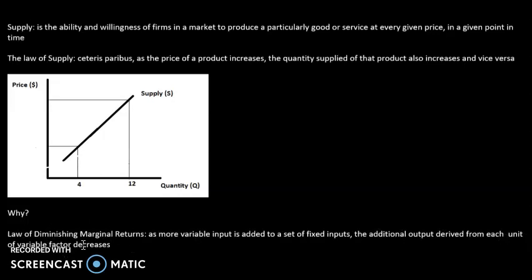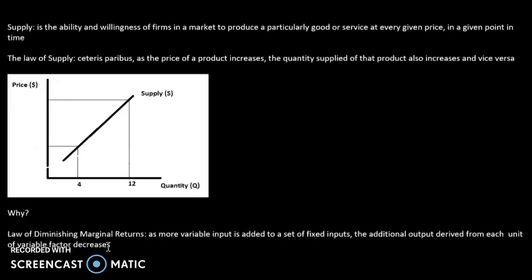So as we have a set of fixed factors of production as a firm, this could be like a factory we bought or some permits we bought, right? But we can employ more workers to increase the output we produce. So labor is going to be the variable input here.